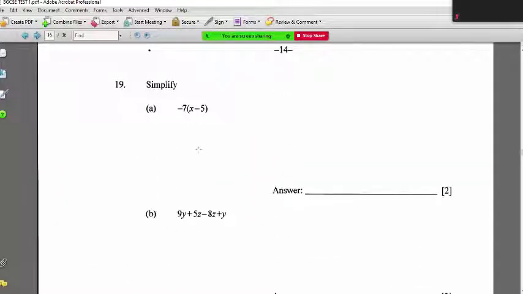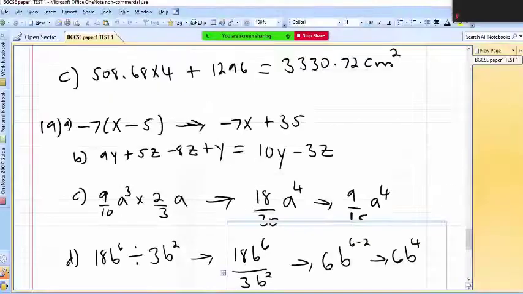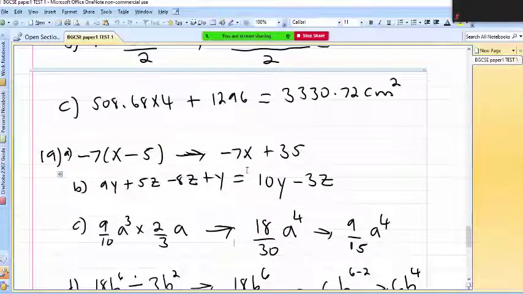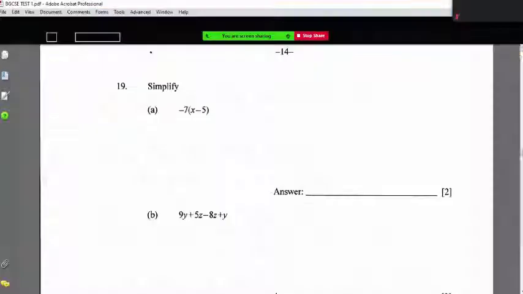It's very simple. Simplify. Minus 7 times x, minus 7x. Minus 7 times a minus 5. Remember the rule, when you're multiplying two negatives it gives you a positive, so you get positive 35. So it's minus 7x plus 35. Okay, that's that.